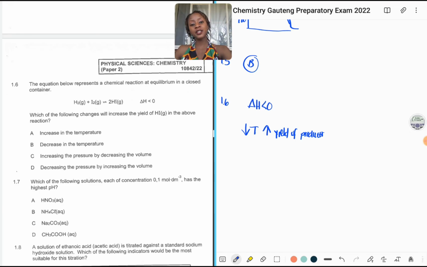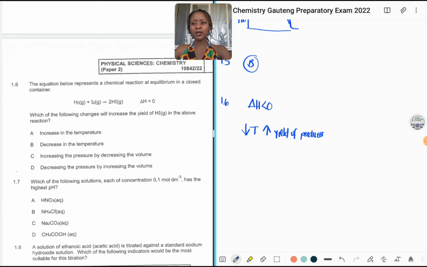If you had an endothermic reaction and you were to increase the temperature, then yes, the yield of products would be high, but we have exothermic, so we want to decrease the temperature. Now, when we look at option C and D, which talk about pressure and volume, for you to determine where your reaction will be favored, you have to look at the amount of moles on the reactant side and on the product side.